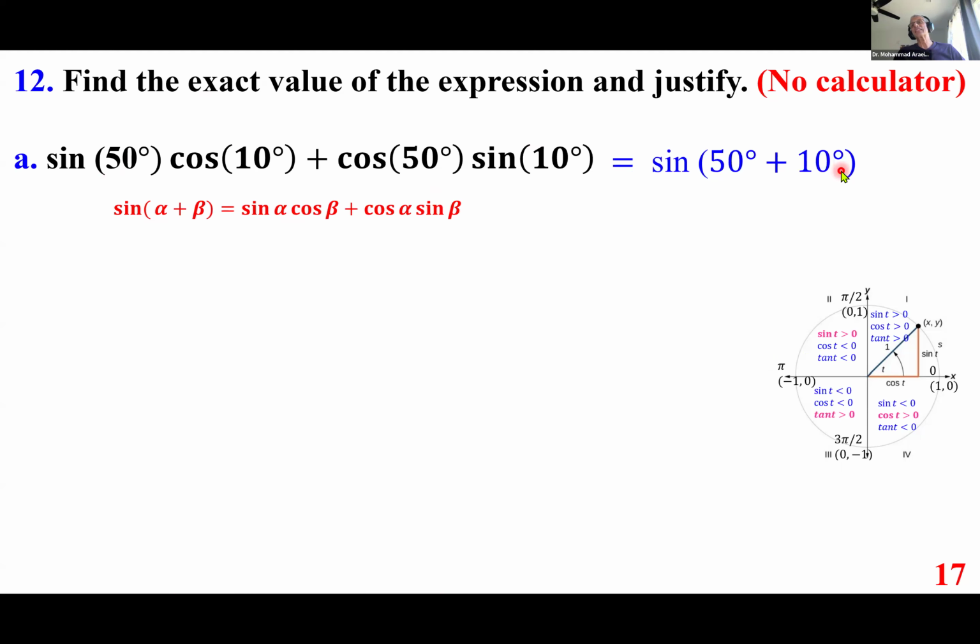And 50 plus 10 is 60 degrees. 60 degrees is a common arc. Sine of 60 degrees is square root of 3 over 2.